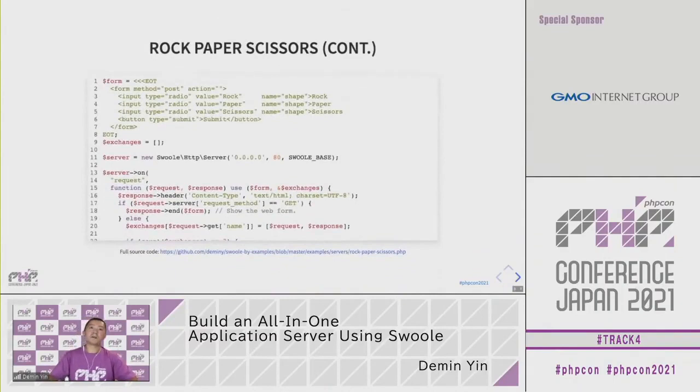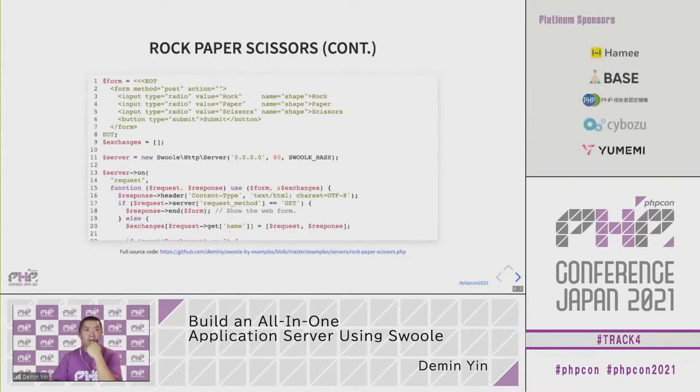So here is the code. If we look at the code here, we will define two variables first. The first variable will be used to hold the HTML content of the form. Then another variable here, which is an array, will be used to store the submissions from those three players. The next thing is we're going to create a server object listening to port 80. Then we have a callback function here listening to the request event. So all the HTTP requests will be handled by this callback function.